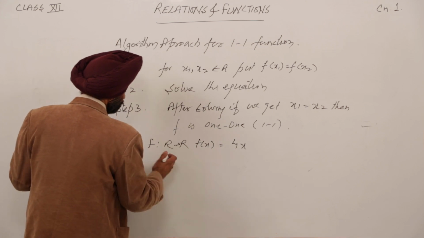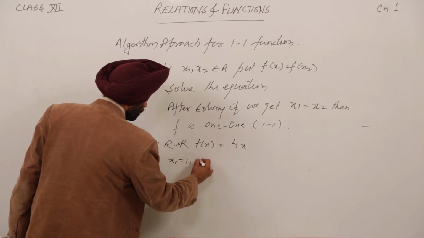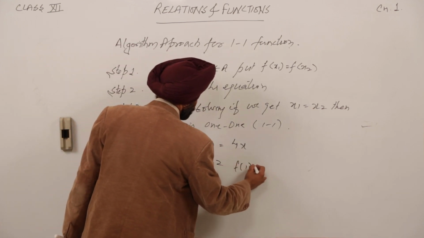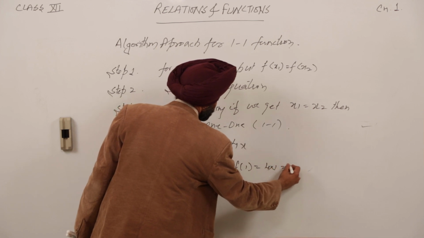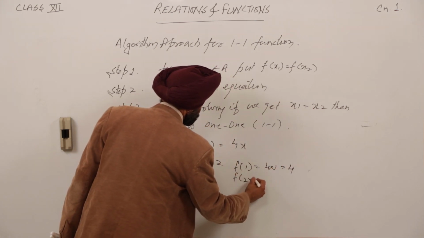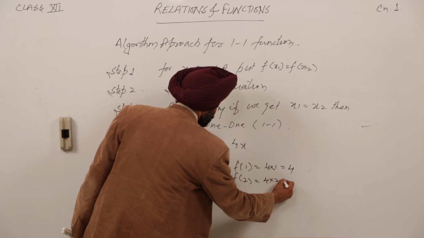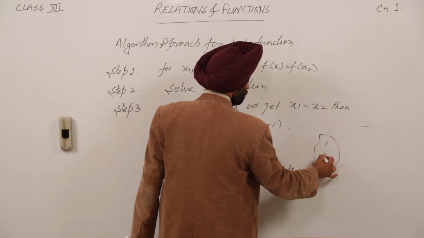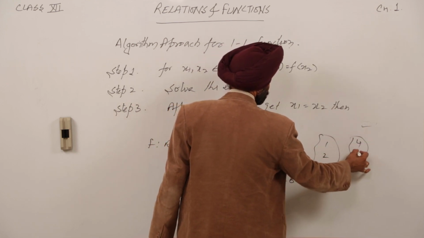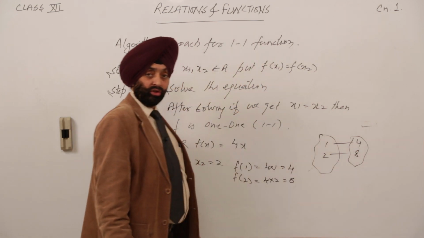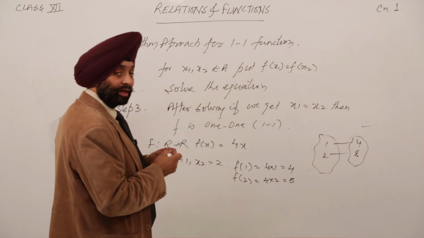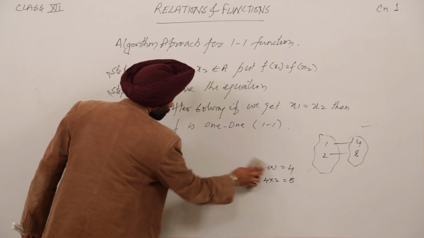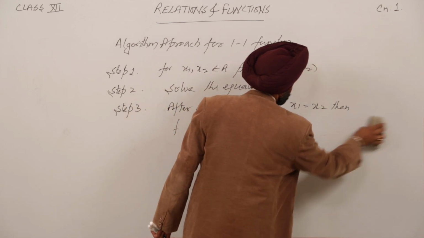Okay, so now we are having 4x. Now we have taken x1 is equal to 1 and x2 is equal to 2. Now what is the result? We are having f(1) is equal to 4 times 1, that is 4, and f(2) is equal to 4 times 2, that is 8. So for 1 and 2, if we make a diagram here, the result is 4 and 8. So this is a one-one function. So basically this means put x1 and x2 in your question.